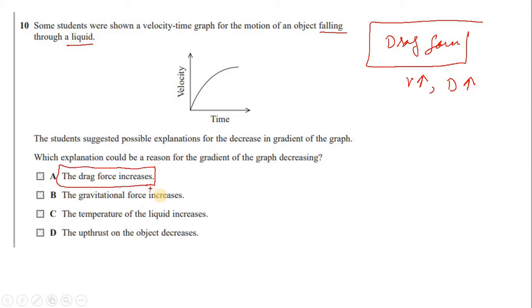The drag force is increasing, that's why the gradient is decreasing, meaning you have acceleration. There's nothing to do with the gravitational force, meaning weight, because weight stays the same. Gravitational force is the weight, stays the same.